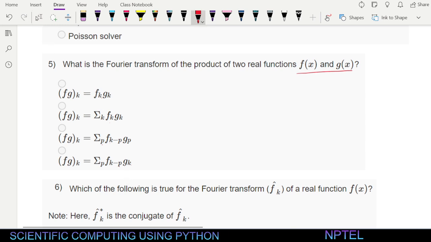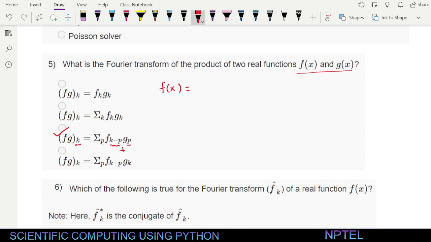So the sum of the indices should be equal to k, right? Which is this index. And this is the convolution. Alright. Can we prove it formally? I haven't tried, but let's see.